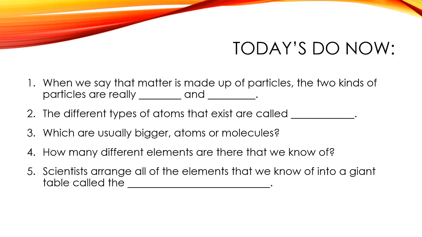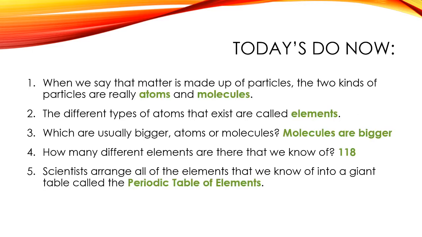All right, I'm now assuming that you're unpausing and you have completed that, because here are our answers. Number 1, when we say that matter is made up of particles, the two kinds of particles are really atoms and molecules. That's what we talked all about on Thursday. Number 2, the different types of atoms that exist are called elements. There's a whole bunch of different elements, that means different types of atoms, and they combine into molecules.